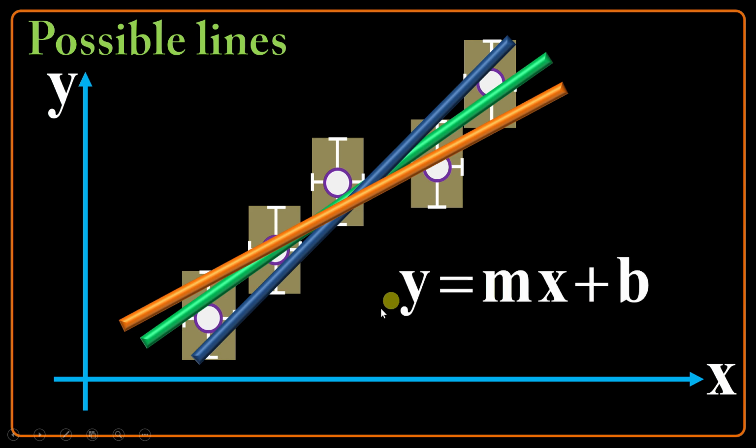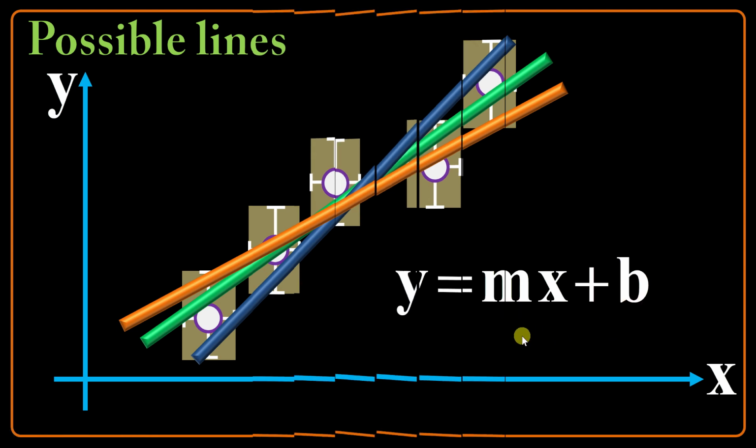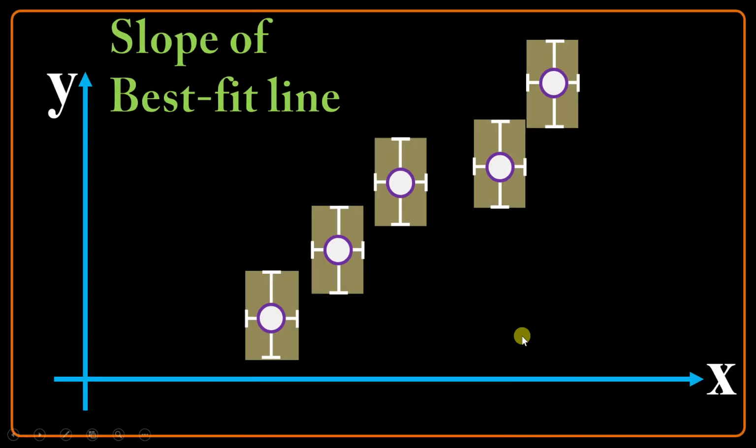is named best fit line, which may have a linear relation like that, y equals mx plus b. M is the special slope for that best fit line, and b is the y-intercept of that best fit line. How should I find m and b? Let's learn it. Slope of best fit line.